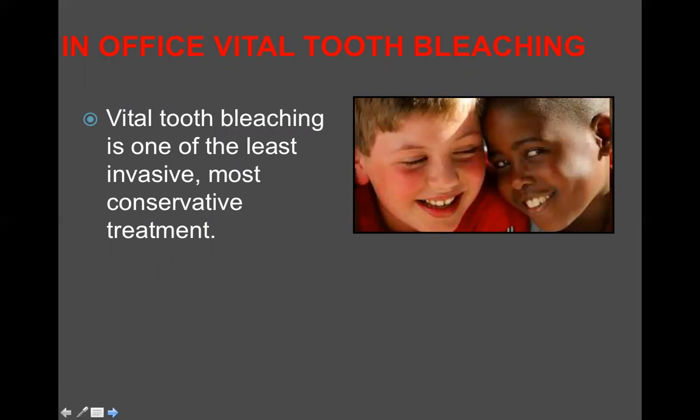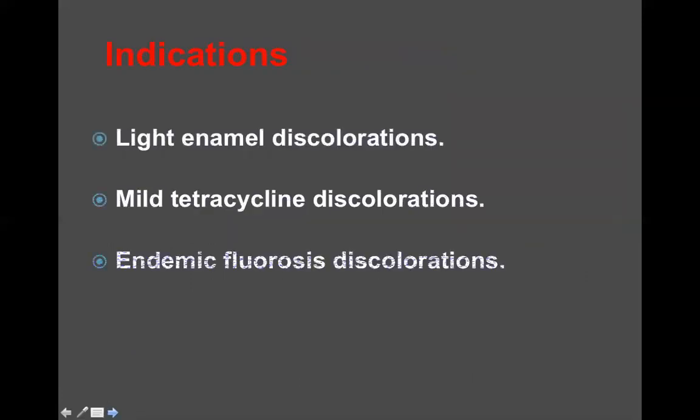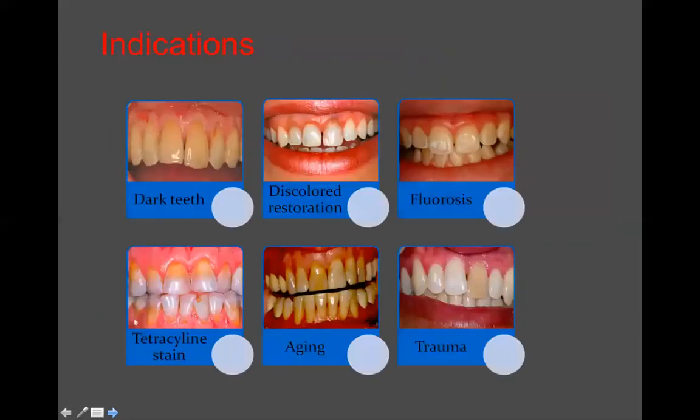In-office vital bleaching is one of the least invasive and most conservative treatments, to the extent that no tooth structure is lost, and that's why it is referred to as a minimally invasive technique. This technique can be applied to very light enamel discolorations, very mild tetracycline discoloration, endemic fluorosis discoloration, and age-related discoloration.